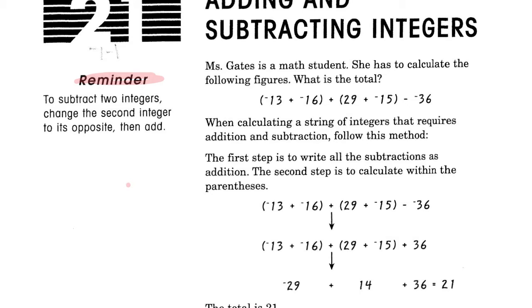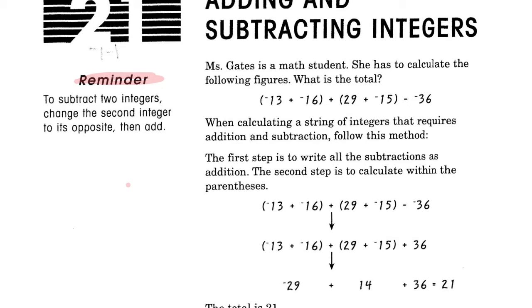So Mrs. Gates is a math student. She has to calculate the following figures. What is the total? So we have within parentheses negative 13 plus 16, plus within parentheses 29 plus negative 15, minus a negative 36. When calculating a string of integers that requires addition and subtraction, follow this method. The first step is to write all of these subtractions as addition. The second step is to calculate within the parentheses.